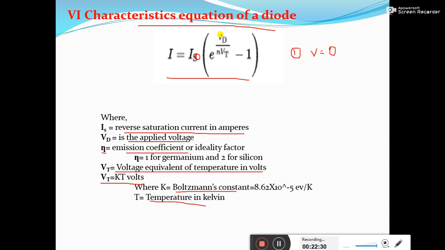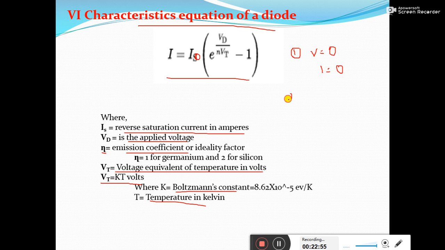So if this Vd is equal to 0, e to the power of 0 divided by anything equal to e to the power of 0 will be 0. Means e to the power of 0 minus 1, e to the power of 0 in the sense 1, minus 1 will be equal to 0. 0 into anything will be equal to 0, means I also will be reduced to 0 whenever it is unbiased.